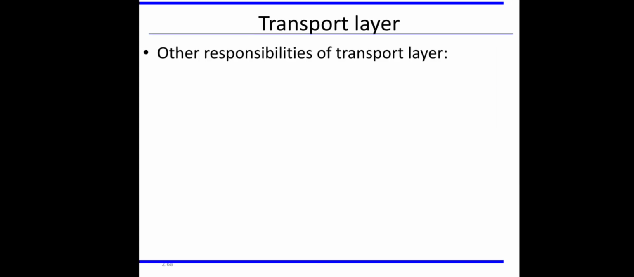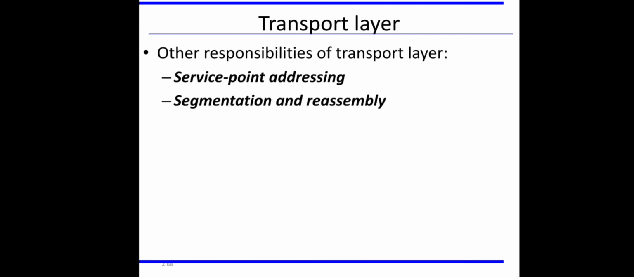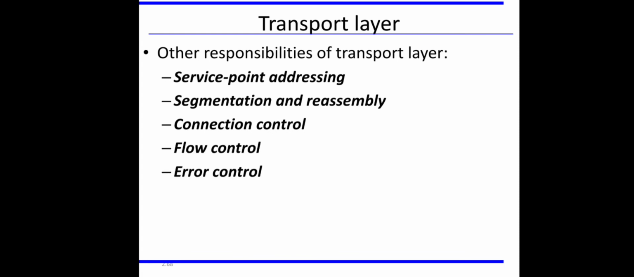So apart from this responsibility, a lot of other functionalities are also there for the transport layer. First one is service point addressing. So as we know, if we want to perform a process to process delivery, there should be some mechanism to identify each process, right? Some address should be there and that is called service point address. Okay, and we can see those. Then segmentation and reassembly, connection control, flow control, error control. These 5 extra functionalities are also there for the transport layer. So let us start from service point addressing.